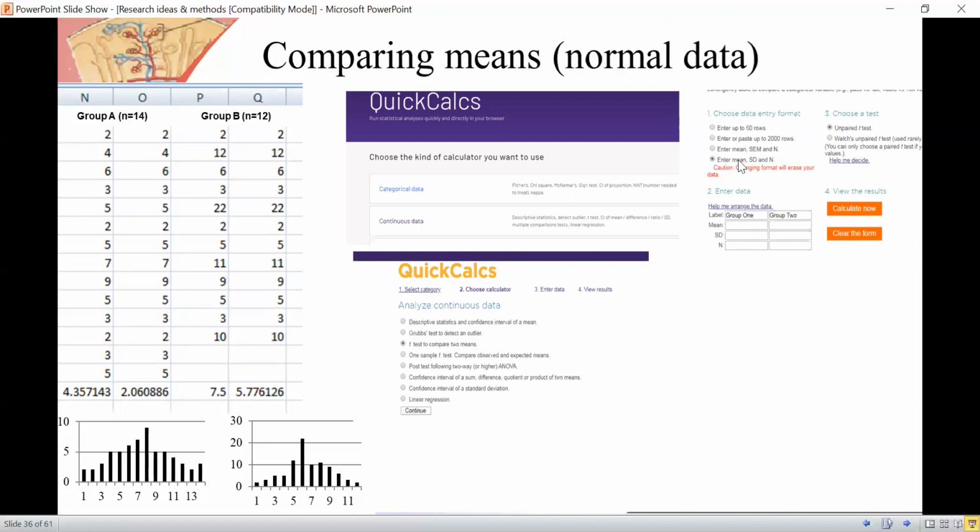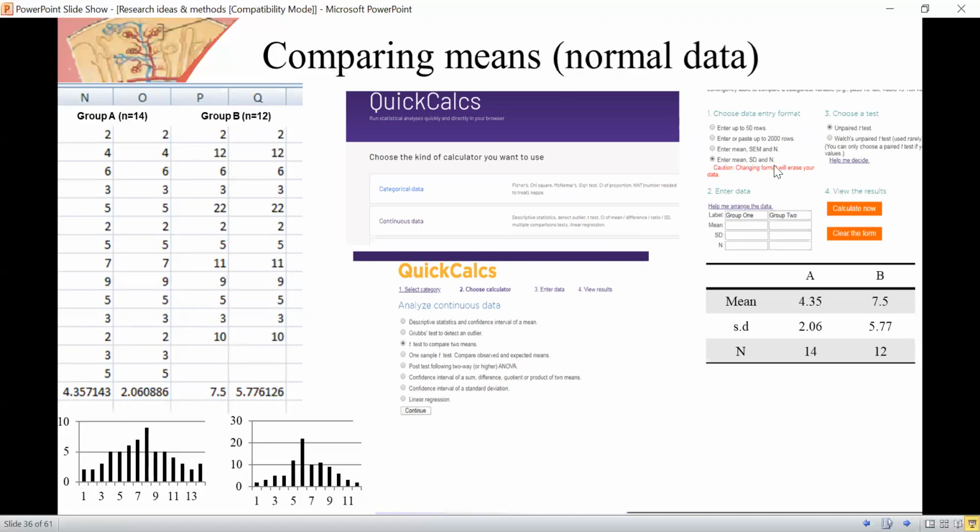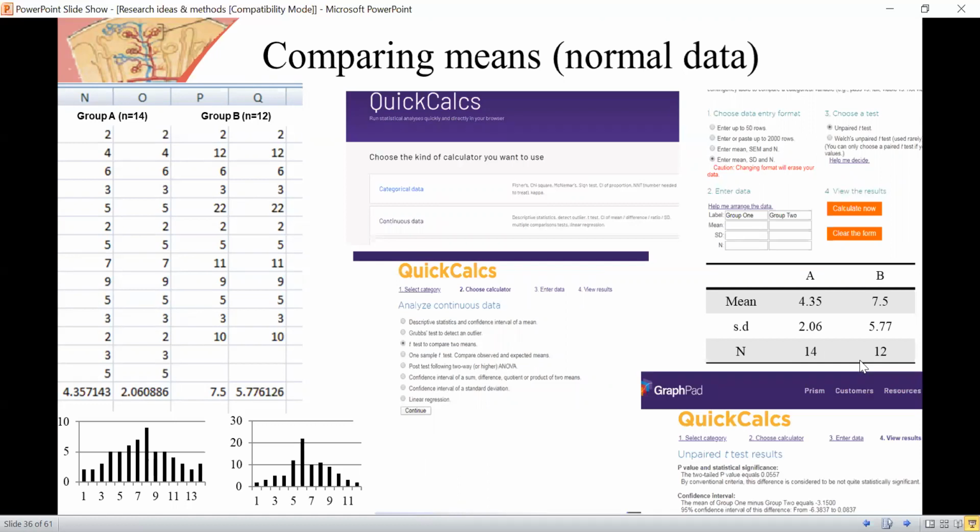You enter mean, standard deviation and number. Then you enter whatever numbers we have. So we have a mean of 4.3 and 7.5, a standard deviation of 2 and 5, and then the n, that is the number of patients or samples. So we have 14 and 12. Once we enter that and say calculate, it says the two-tailed p-value is 0.05.